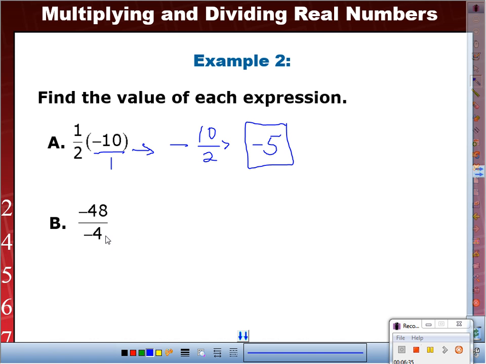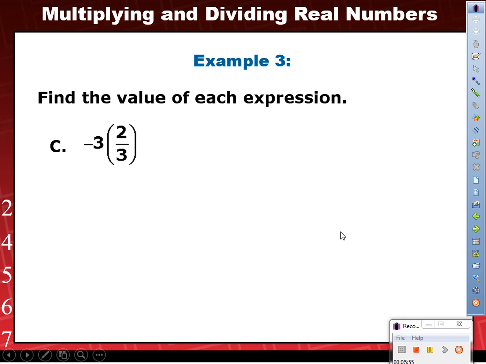Good. Number 2B, identify if the result is a positive or negative. So this is a positive. 48 divided by 4, that's 12. We can't simplify, so we're done. Hands if you got both of them correct. Okay, let's continue.